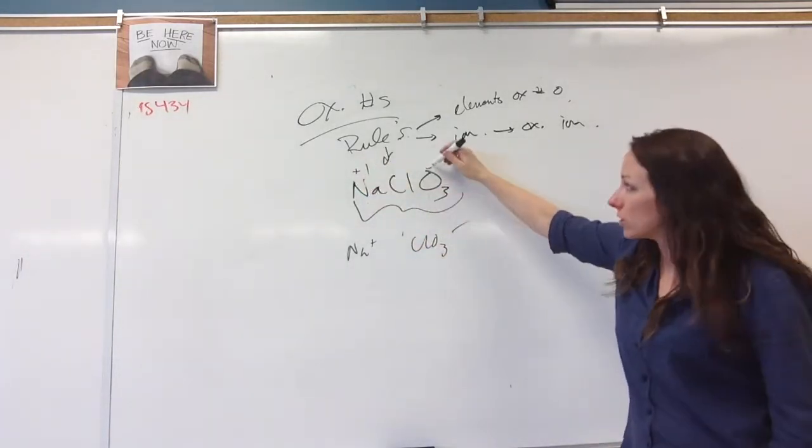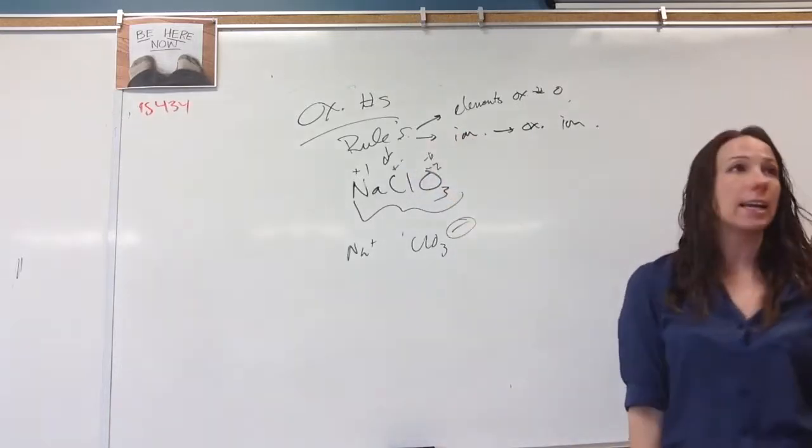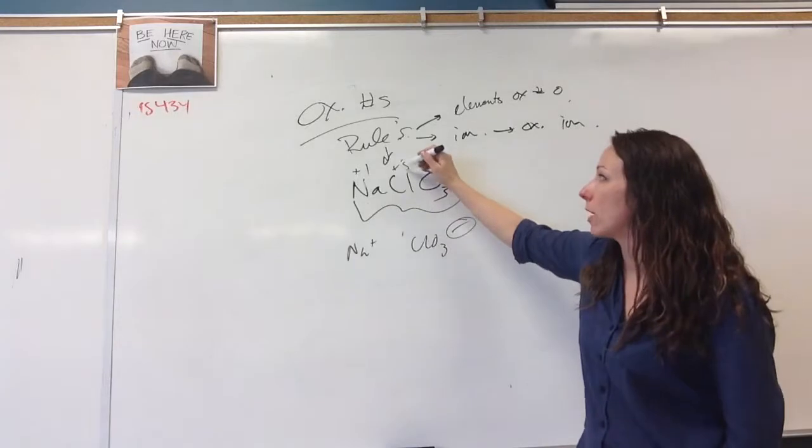We do oxygen first, -2. 2 times 3 is -6. So this must be positive. Oh, it has to add up to -1. So this must be positive 5.